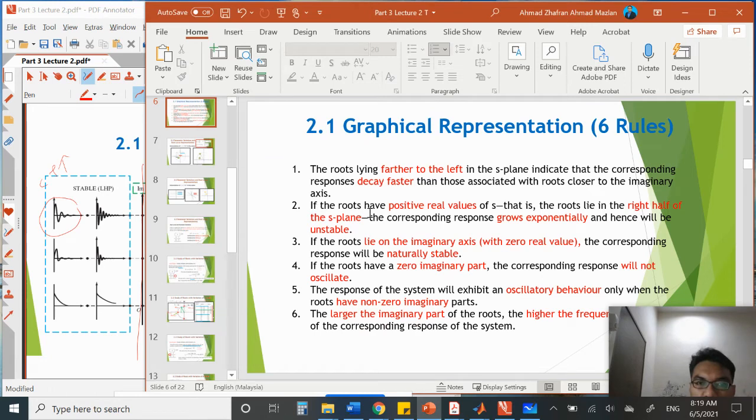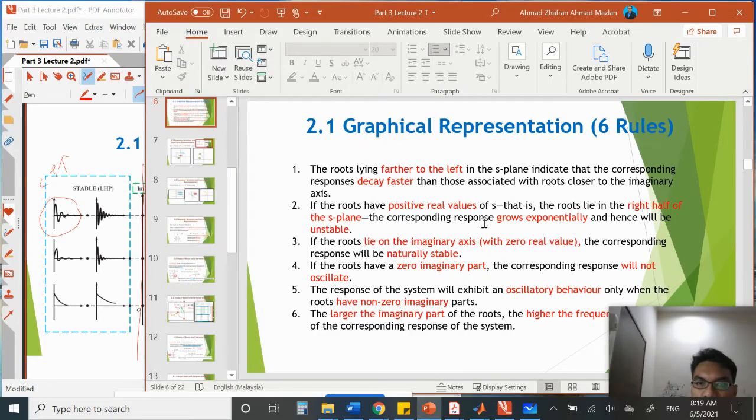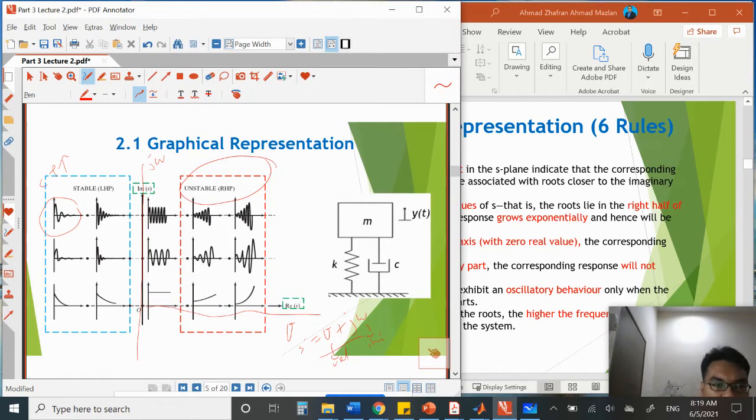Rule number 2: if the roots have a positive real value, the roots will lie on the right half of the S-plane, which is on this side, and the corresponding response grows exponentially and hence it will be unstable. So this is the axis, and when the response is on the right side of the graph, the response becomes unstable like this. This is also associated with the resonance phenomenon, where the amplitude will increase in time. So it's actually a very dangerous situation.